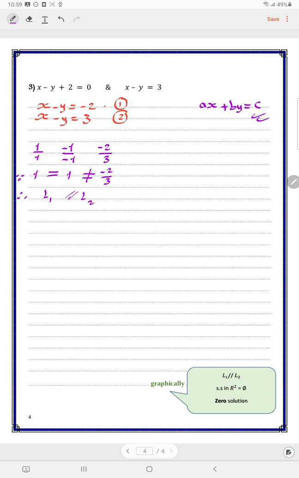So I can write the answer directly. When the two straight lines are parallel, therefore the solution set equals phi. Why? Because the two straight lines are parallel. There is no intersection point between them. And the number of solutions equals 0. As we can see here, the answer using the algebraic method equals the answer when we use the graphical method. The two answers are the same.